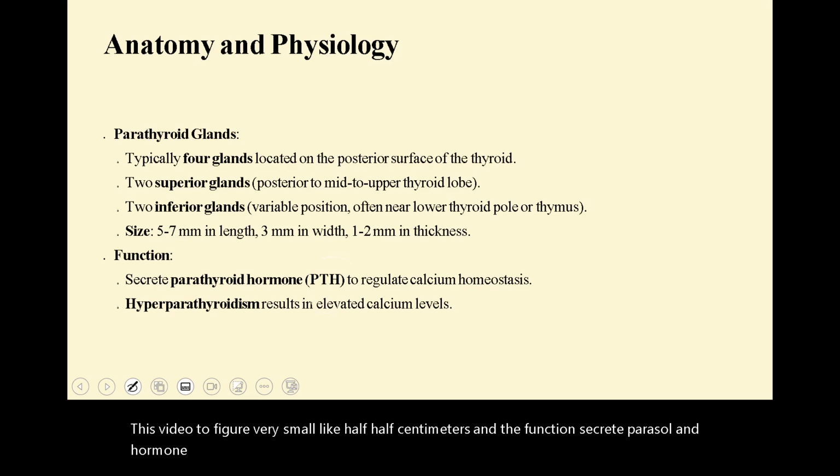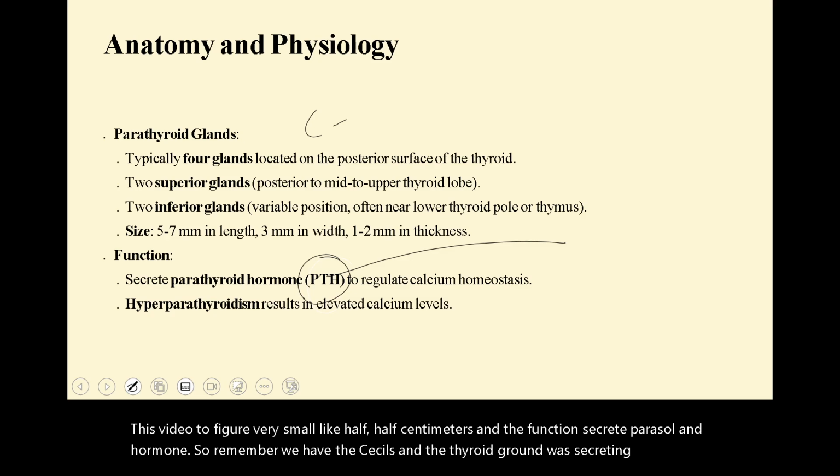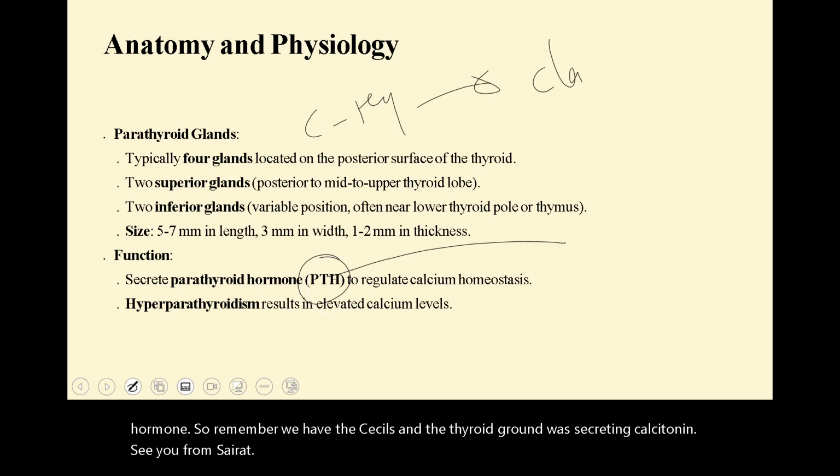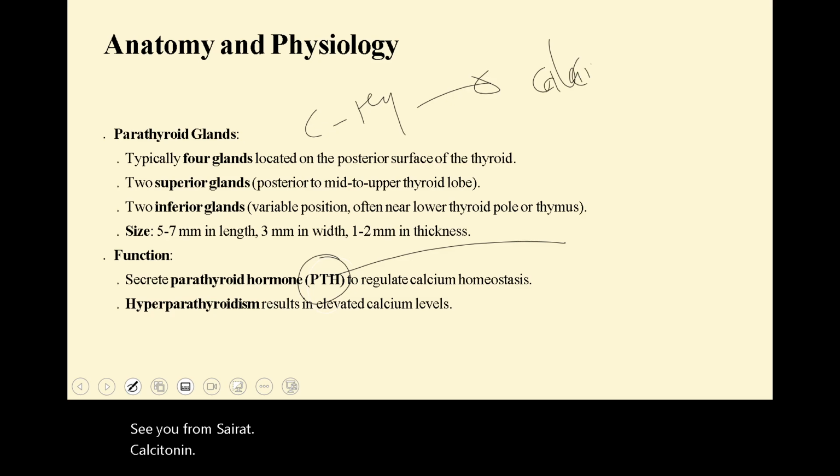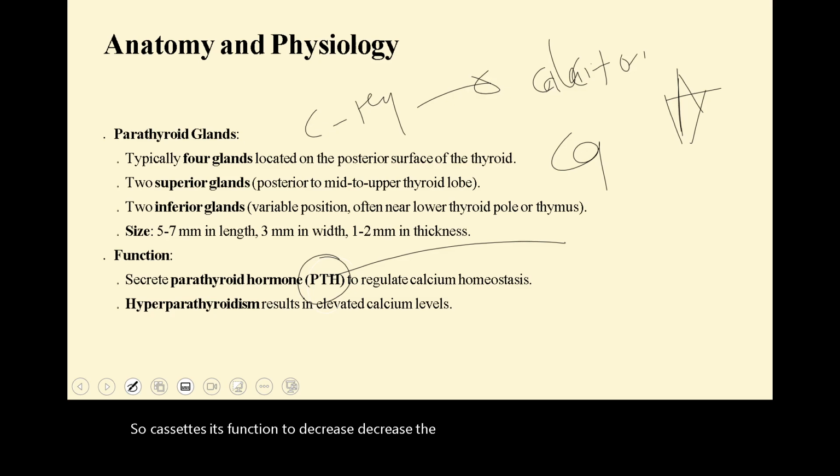So remember, we have the C cells in the thyroid gland secreting calcitonin. C from thyroid, calcitonin. So calcitonin, its function is to decrease the calcium, but the parathyroid's function is to increase the calcium.